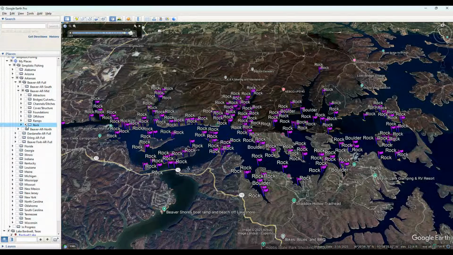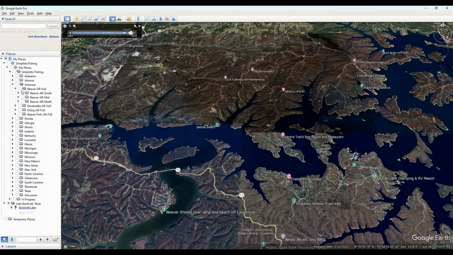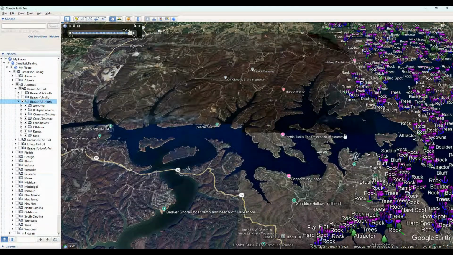Now that rock can definitely be a go-to thing. If they're on the rock, you're definitely gonna know where all that rocky spot is. All those rocky spots are all those areas that you'll want to go fish. And then let's go ahead and finish up here. Now let's go out to the north section, and that'll finish up our breakdown here for Beaver Lake.